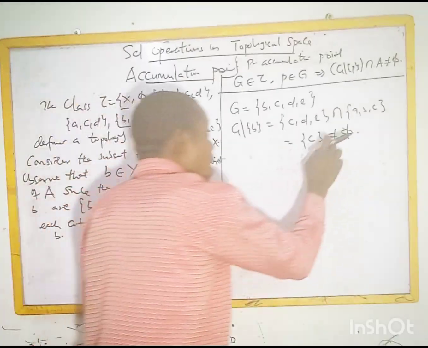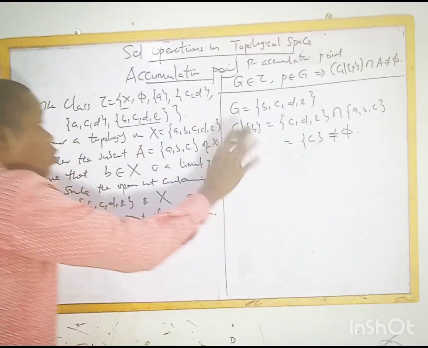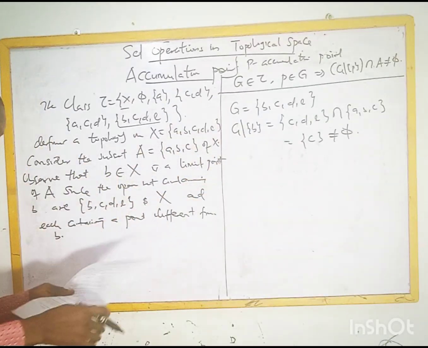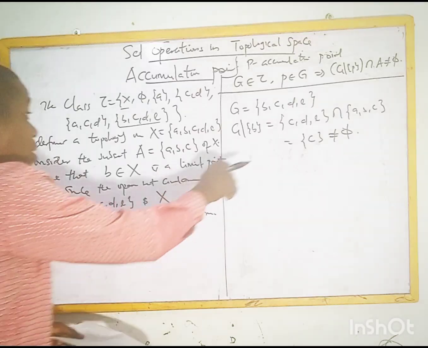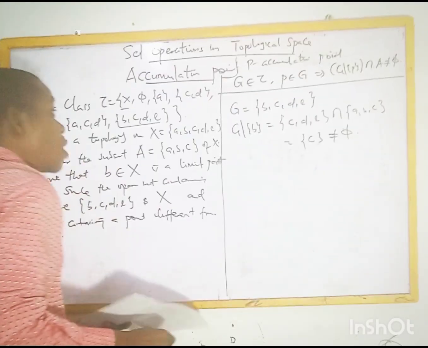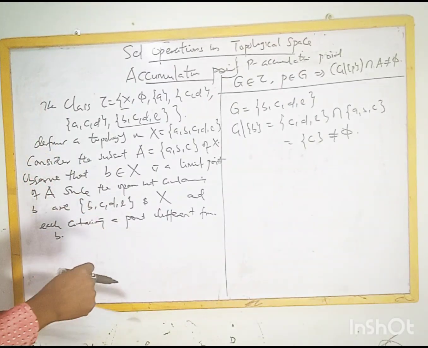If this one gives us an empty set here, we cannot say B is an accumulation point. It's not an accumulation point. But we have C there. So that means B is an accumulation point. Now the second one is this.